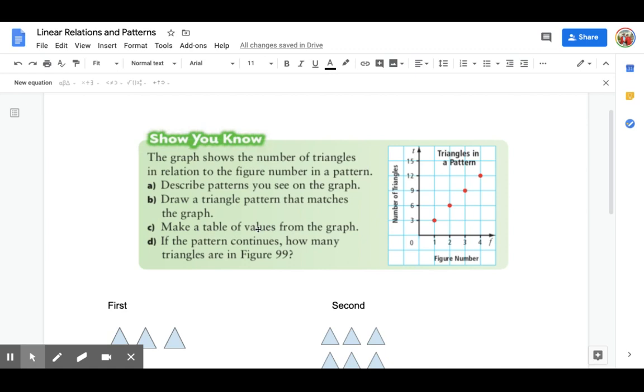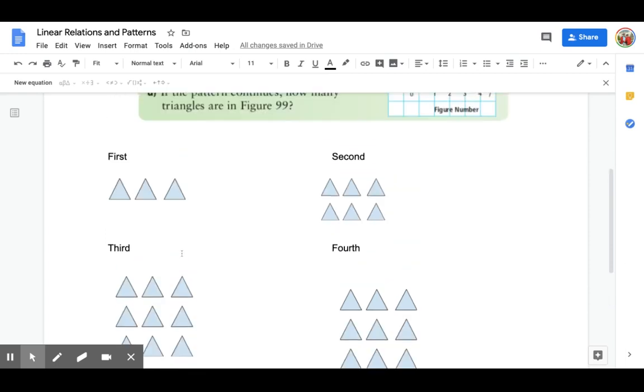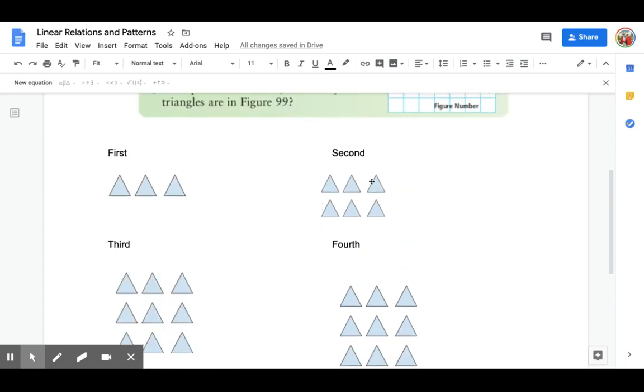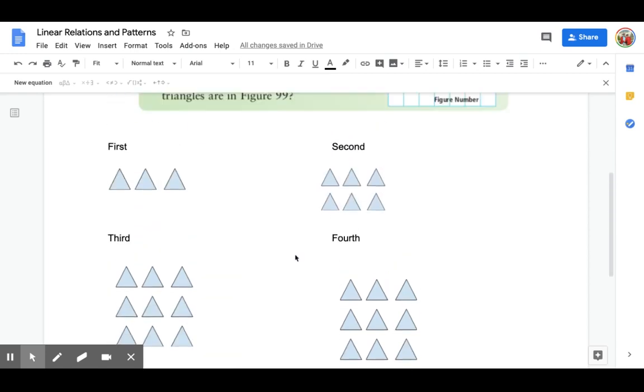At the same time, if I'm making a table of values, because this is my x and this is my y, I need my figure number to be my x, my first column, and my number of triangles to be my y, or my second column. When I had one figure number, I had 3 triangles. If I had my second figure number, I had 6 triangles. At my third figure number, I have 9. And at my fourth, I have 12. And so there's my pattern written in a table of values.